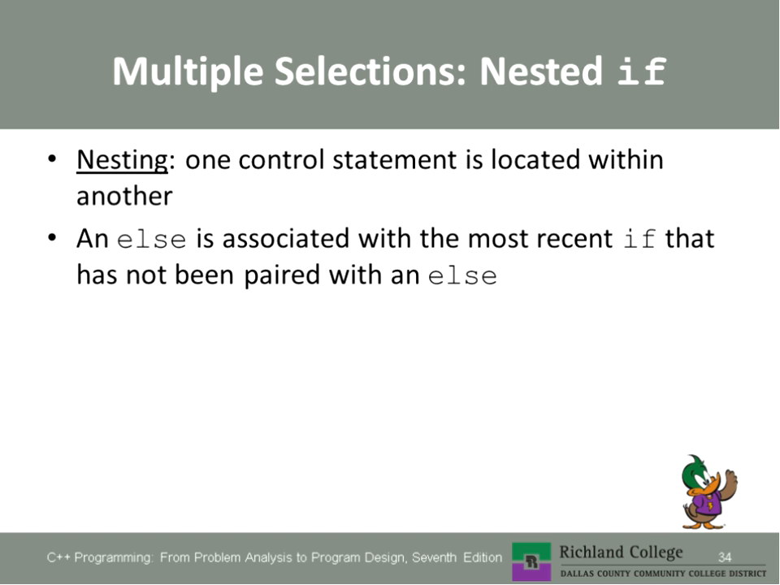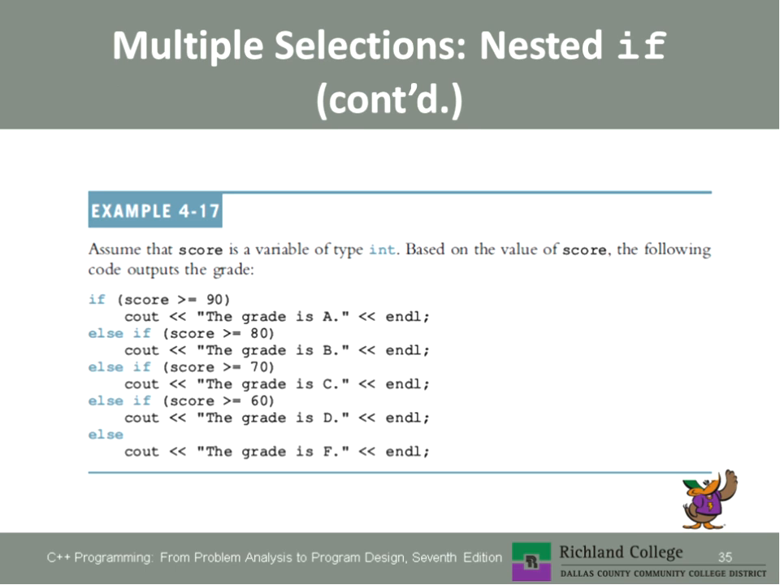The multiple selection statements is called nested if. Nesting is one control statement located within another. An else is associated with the most recent if that has not been paired with an else. So in this case, you can see that we have the if statement.